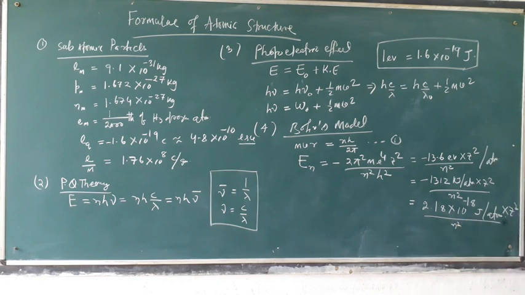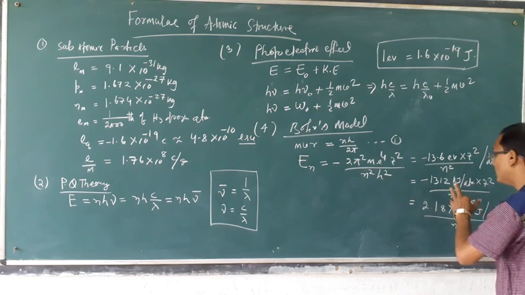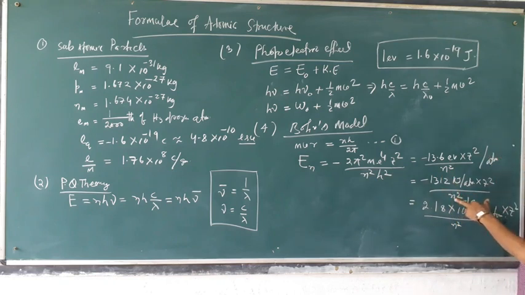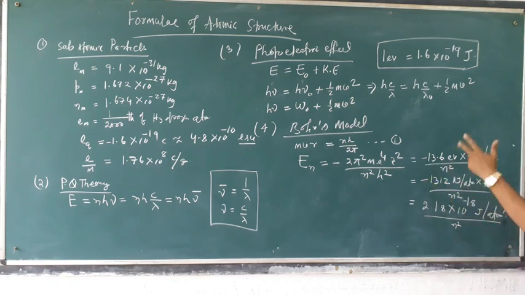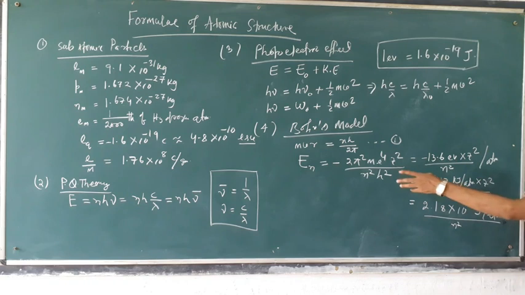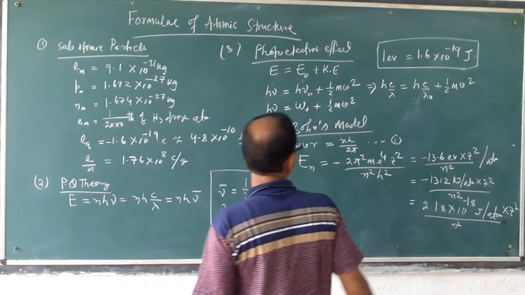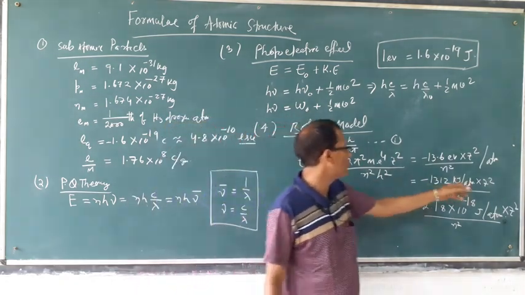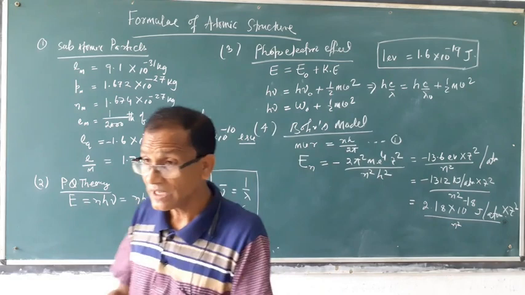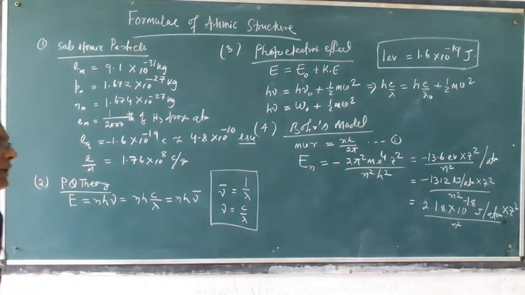This indicates energy is directly proportional to the number of shell. If the number of shell increases, the minus value decreases, energy increases. And energy is also inversely proportional to Z square. If Z value is more, energy will be less, because the electron will be more tightly bonded.